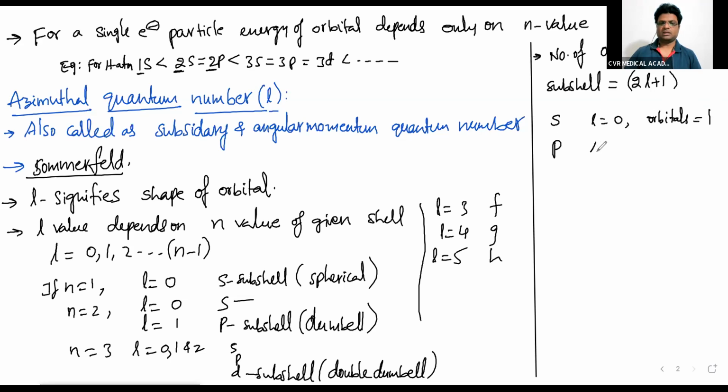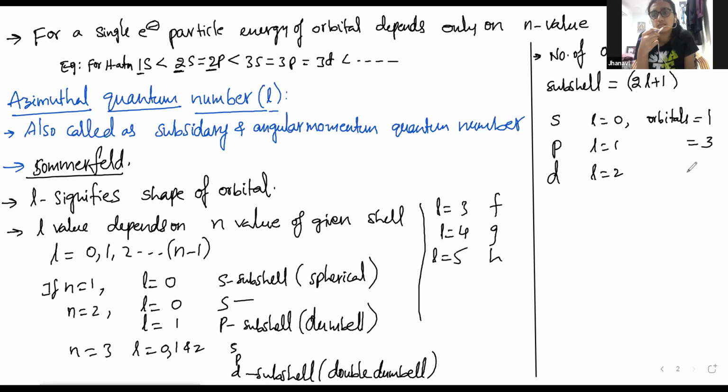For p, L is 1. Substitute the L value 1 in this formula: 2 into 1 plus 1. The number of orbitals will be 3. For d, 5. For f, 7. For g, 9.